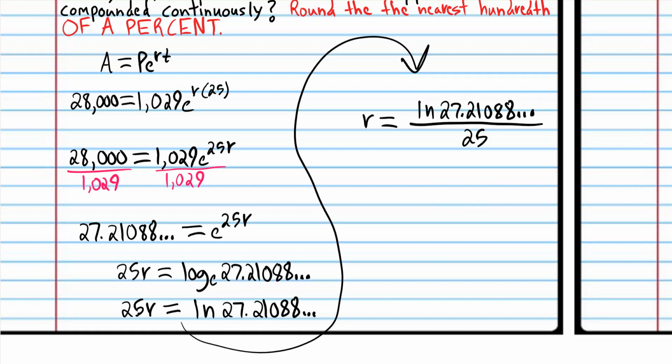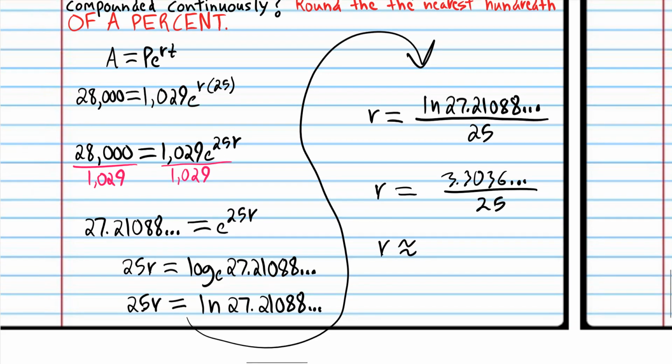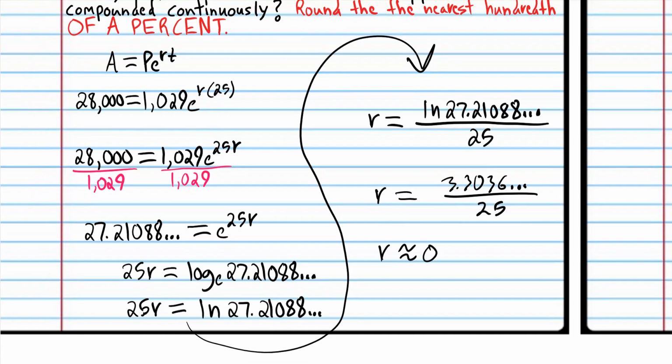Okay, so then I'm going to press enter, and we get 3.3036 ... over 25, but then I'm going to divide by 25, and then r is going to be approximately, because we're going to round off, approximately equal to 0.1321, and actually I guess I don't have to round it at that stage.